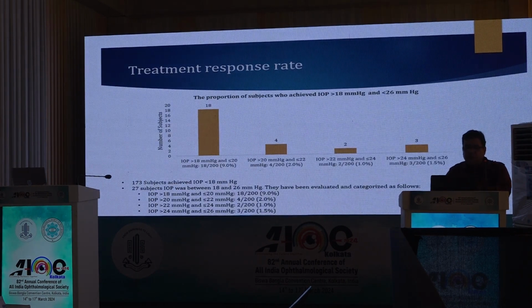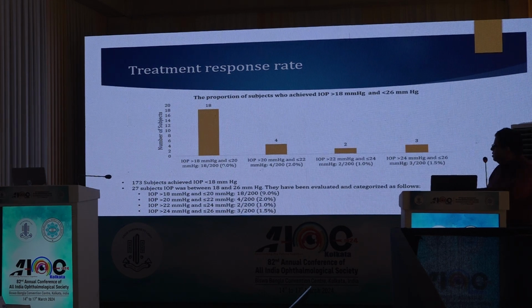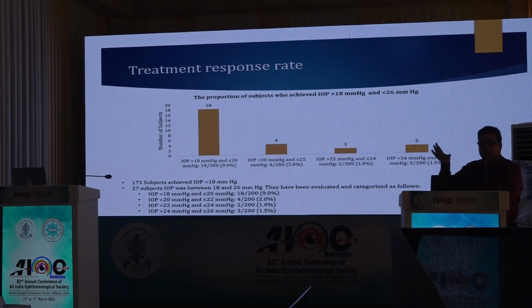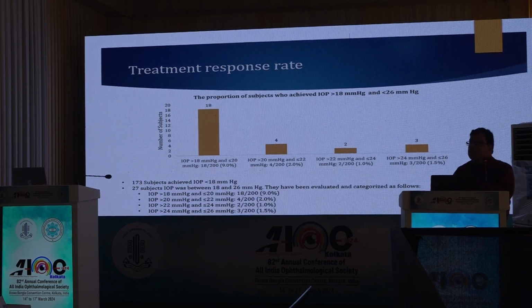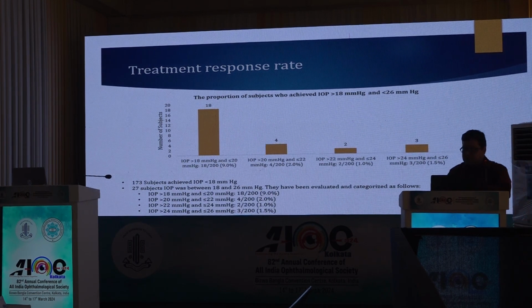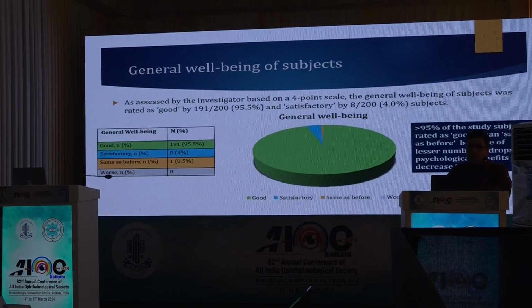The treatment response rate, greater than 18, greater than 20 were 4, greater than 22 were 2, and IOP was 24. So I think the large cluster we were able to get below 18. Arijit said get it below 14. I think below 18 is what we are after in most of our patients. Venkatesh, you would agree with that. We are after less than 18, and I think these are pretty impressive numbers, and a lot of the proportion of patients got it to less than 18.